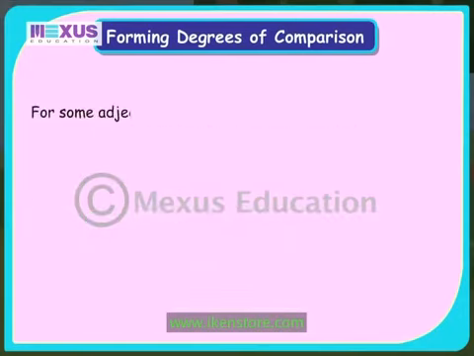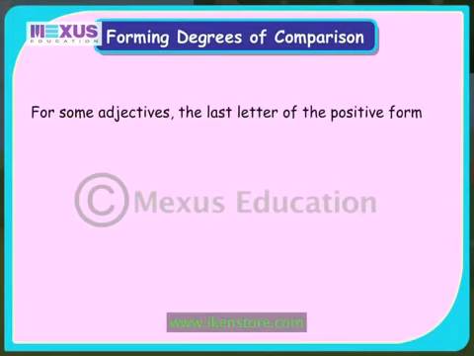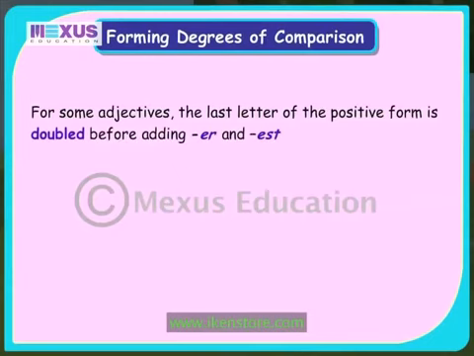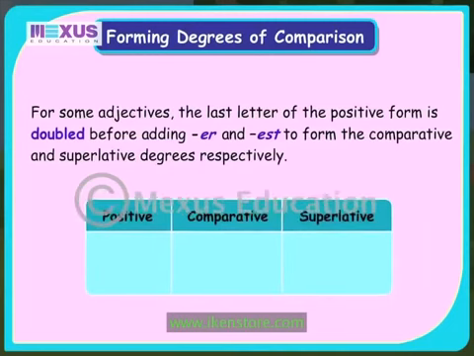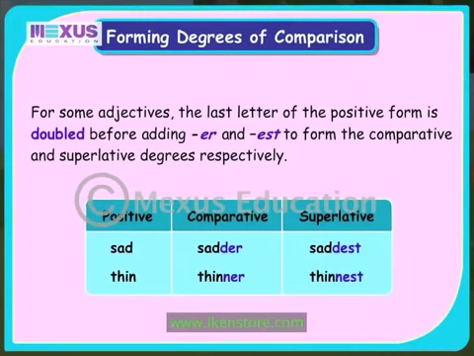For some adjectives, the last letter of the positive form is doubled before adding ER and EST to form the comparative and superlative degree respectively. For example, sad, sadder, saddest, thin, thinner, thinnest.